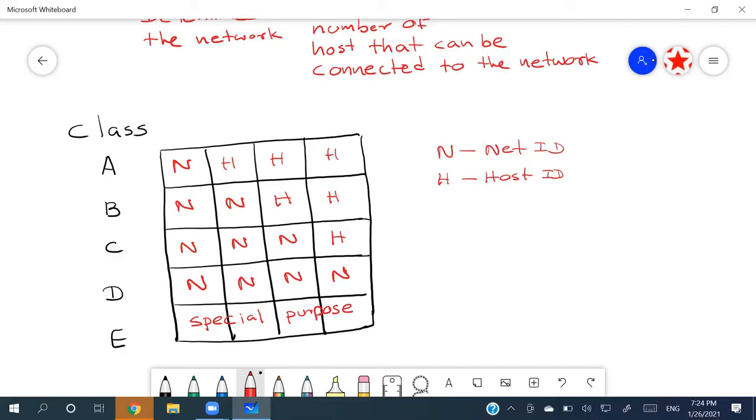So in our syllabus, we are going to discuss these 3 classes. Right? A, B, and C. But you should know there is something called D and E.